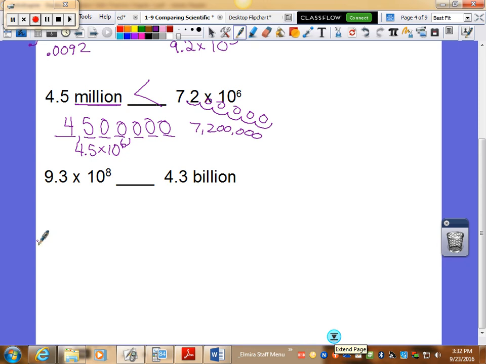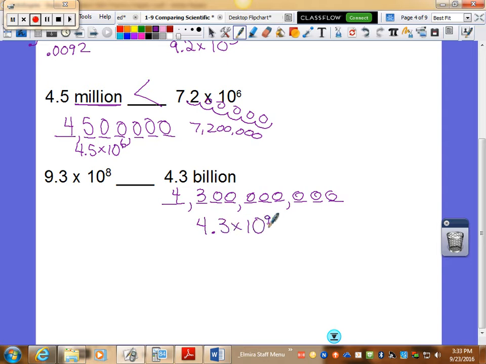9.3 times 10 to the 8th or 4.3 billion. Well, 4.3 billion is, billions, just like millions, has a certain number of place values. Billions is 9. So 4 goes in the billions place, 3 follows, giving 4.3 times 10 to the 9th.